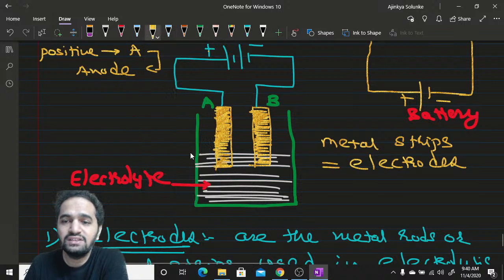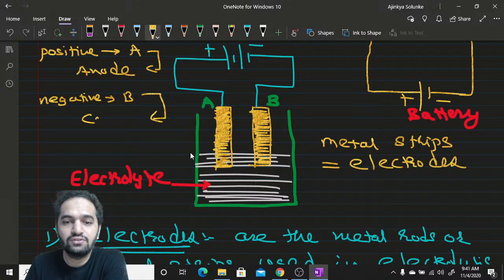Now what about in this particular experiment, like the one I have shown? In this case, who is connected to negative? B is connected to negative, right? You can see here, negative is connected to B. So that means B is cathode. I hope these two points are clear. Positive is anode, that is A, and B is cathode.